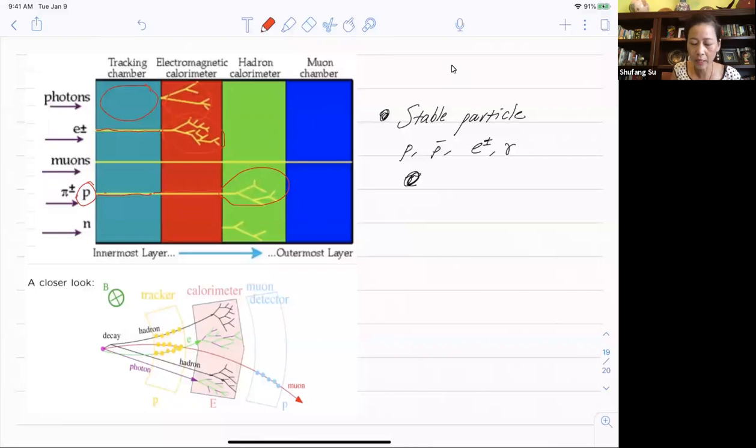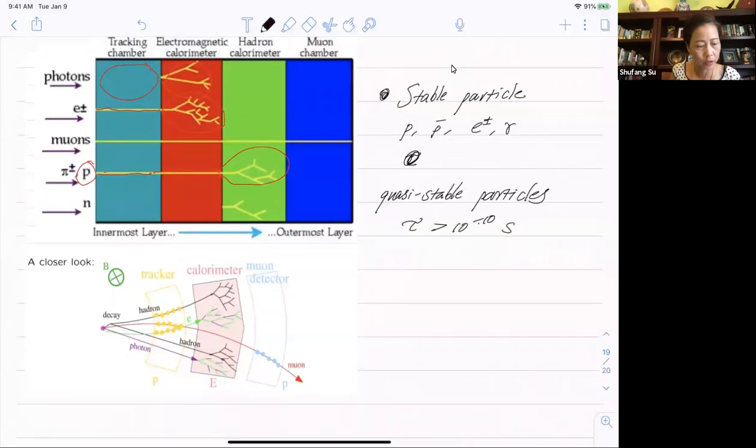Okay, so those are the stable particles, and there are also quasi-stable particles. Typically I'm talking about a lifetime larger than 10 to the minus 10 seconds, so they will basically travel through the detectors. Those are neutrons or other long-lived hadrons, or muons, the pions and the kaons and all that sort of stuff. Detector-wise, it's stable, because they travel all the way through the detector.